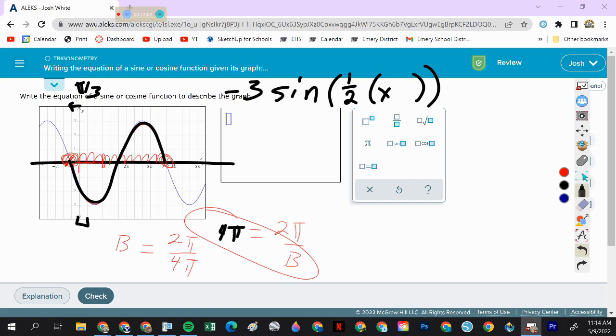It moved left 1 line. How big is each line? Pi over 3. And if we want to move to the left, I add pi over 3, because the x-axis works backwards. So -3 sine 1/2 times the quantity x plus pi over 3. And really the tricky part is you need to make sure that the phase shift is in parentheses and the period is not. Now, what if I wanted to graph this in cosine?